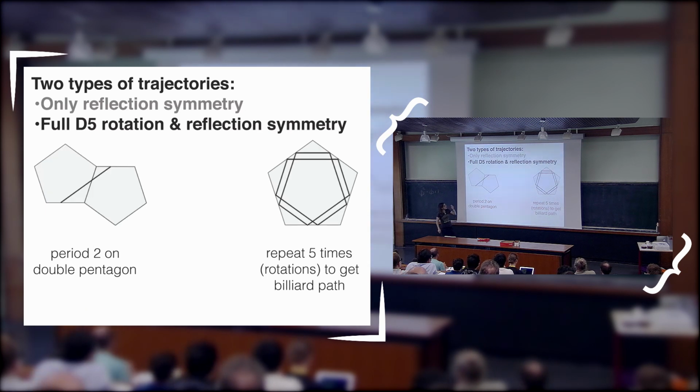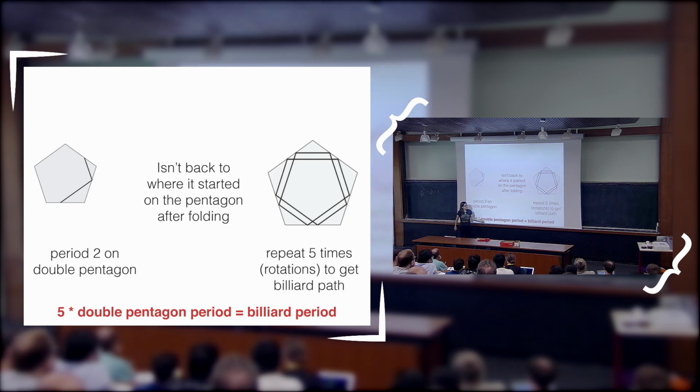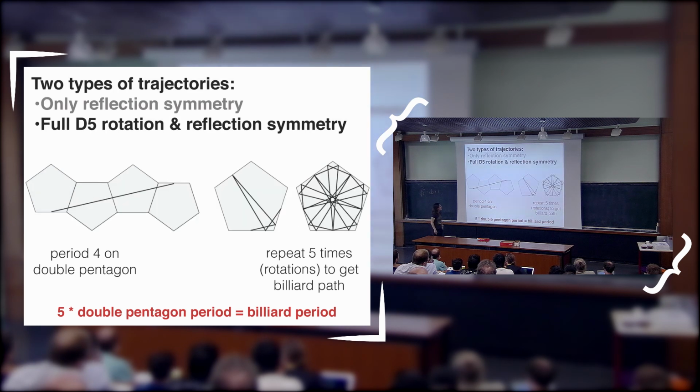On the other hand, suppose you have this trajectory. This has period 2 on the double pentagon because it gets back to the same place on this same parallel edge. But when you fold it up, it isn't back to where it started. So we have to do it 5 times to get back to where it started, and that's where we get this fivefold rotational symmetry. So in this case, you have to multiply the double pentagon period by 5 to get the billiard period.